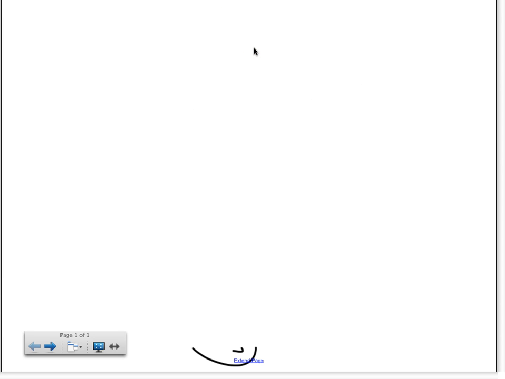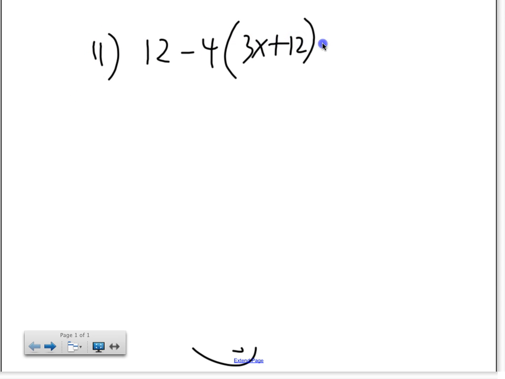Take a look at number 11. Here is 11. You have 12 minus 4 times 3x plus 12 equals 56 minus 8x. Now for this particular one, I think the most common mistake that people usually make is to take 12 minus 4.